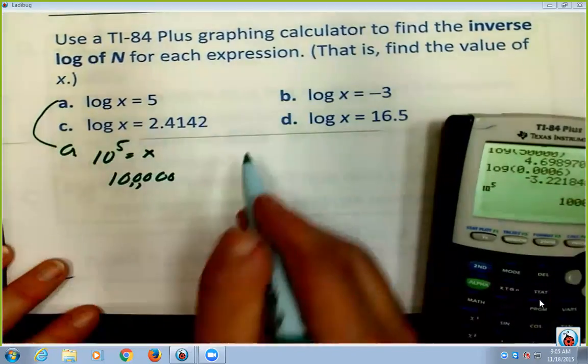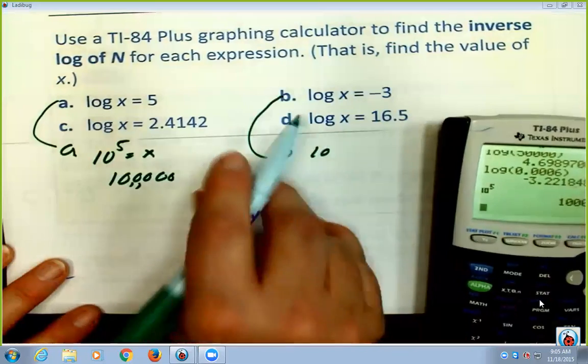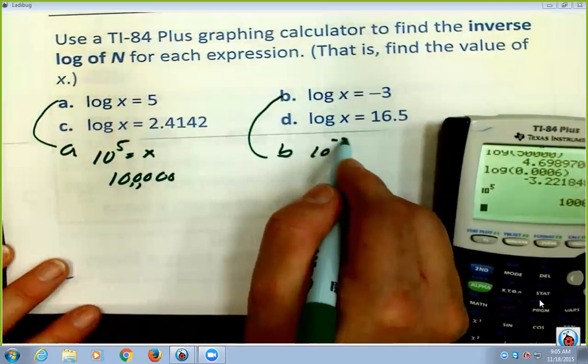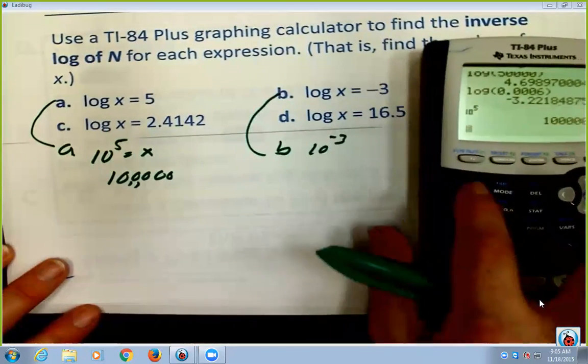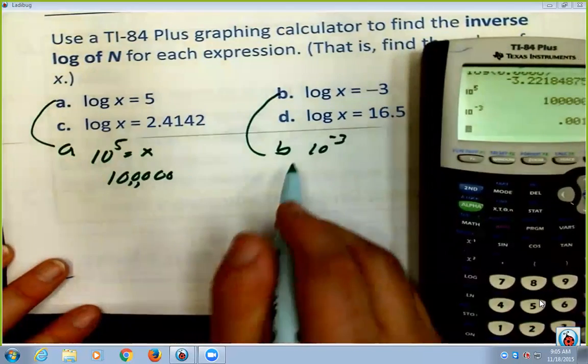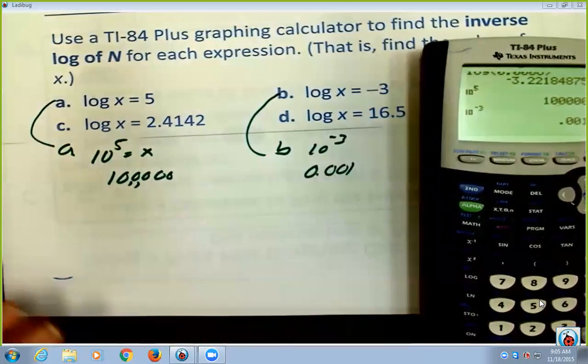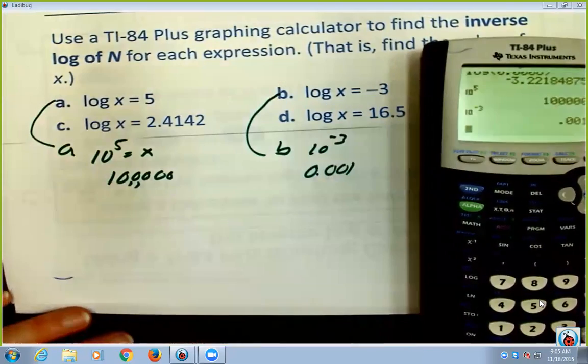Okay, so then if we did B, again, that little 10 is right here to the negative 3rd power. And so second, log, negative 3. Don't use your subtraction key there either. It'll give you an error. And we get 0.001 because we know we move it back 3 spaces.